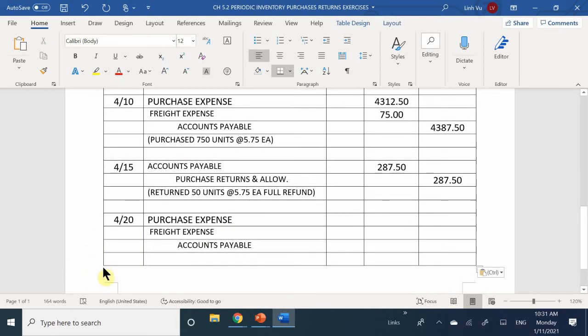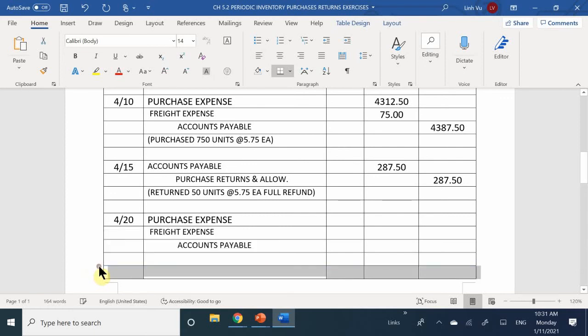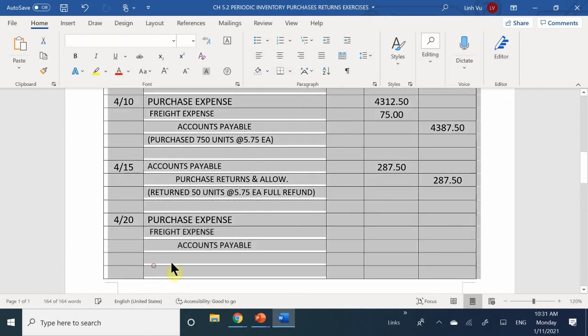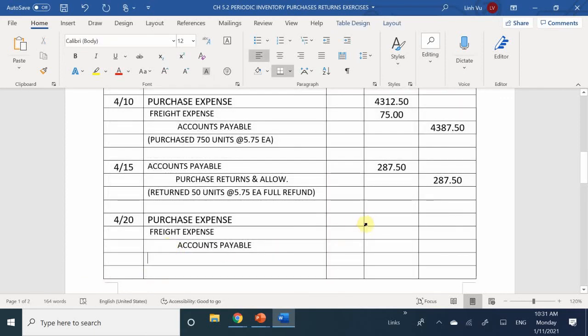Okay, and what else is going to happen? So your purchase expense would be $1,200. $1,200. My freight, and then 20, giving me. All right. And I'm also going to indicate that I purchased 200 units at $6 each.